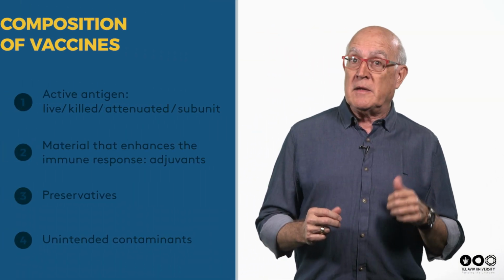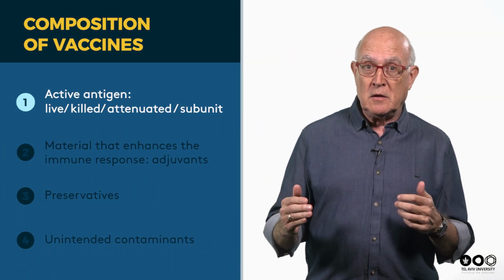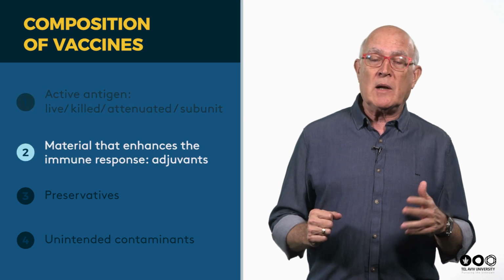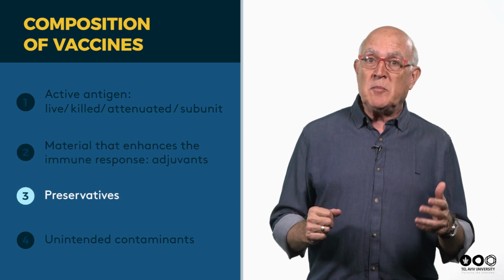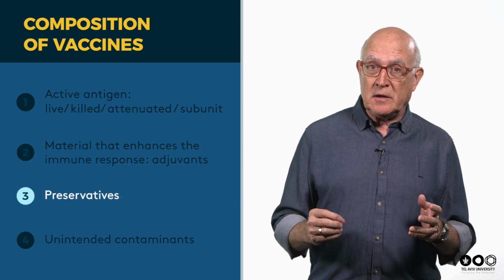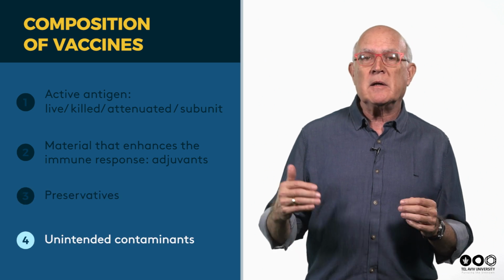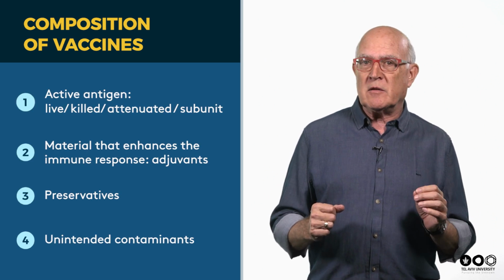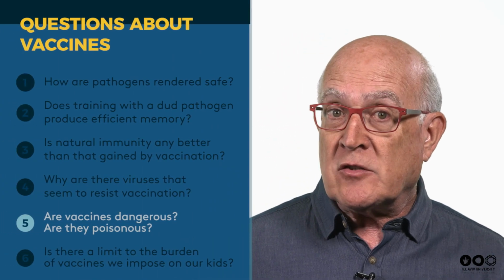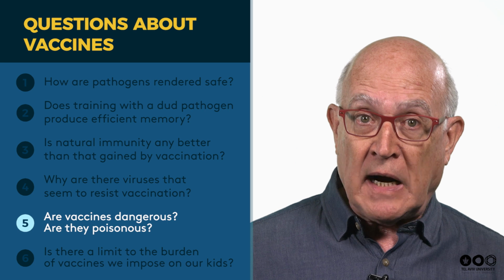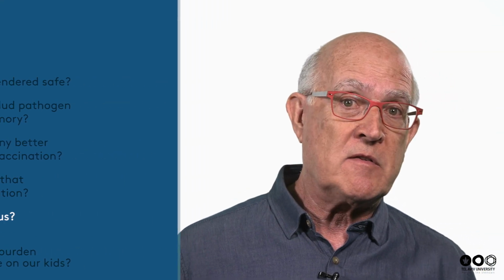Vaccines contain the active ingredient, killed, attenuated, or subunit antigen, as well as chemicals that enhance our immune response, called adjuvants. Sometimes preservatives have been used, and finally, one cannot avoid unintended contaminants. All these ingredients are given in a small volume of sterile saline solution. One concern is whether the viral or bacterial component of vaccines is able to cause disease. Are the adjuvants, preservatives, and contaminants toxic and more dangerous than the remedy itself?